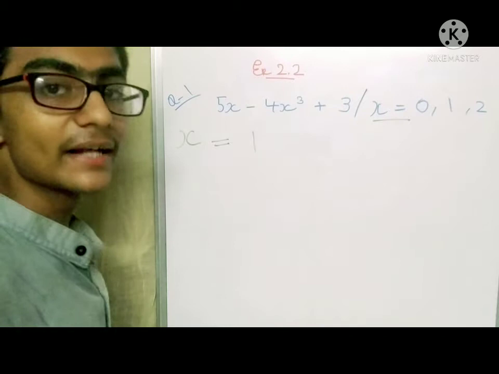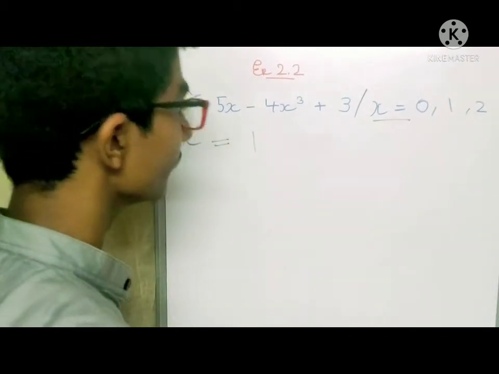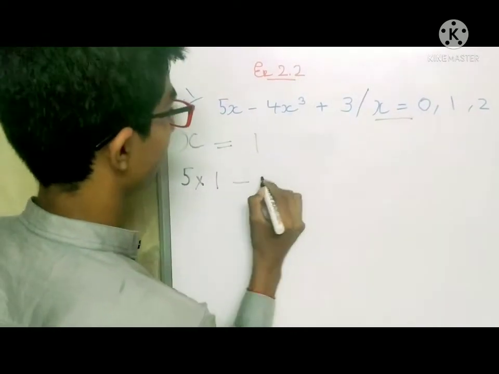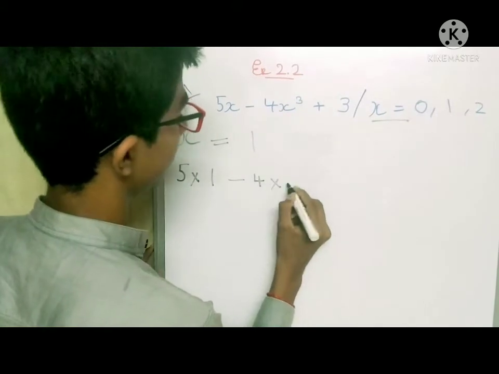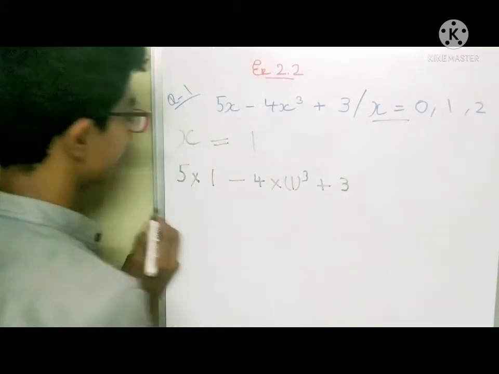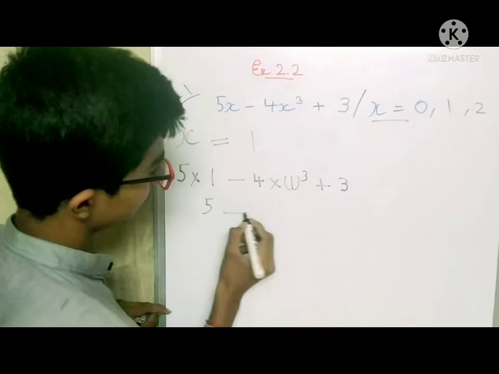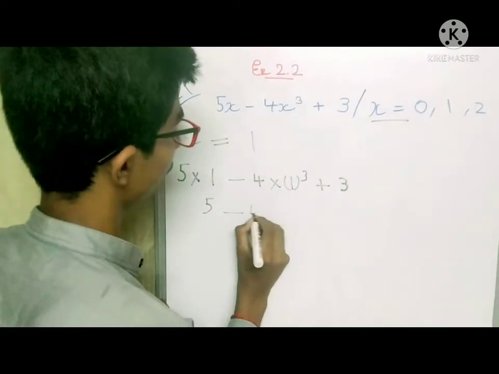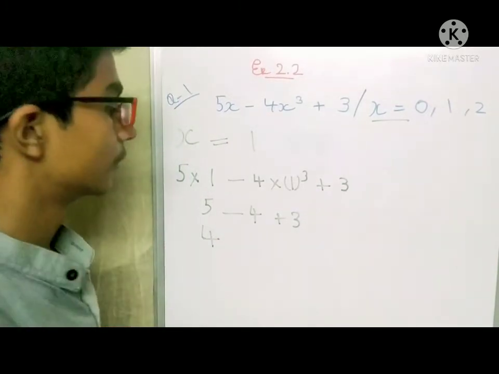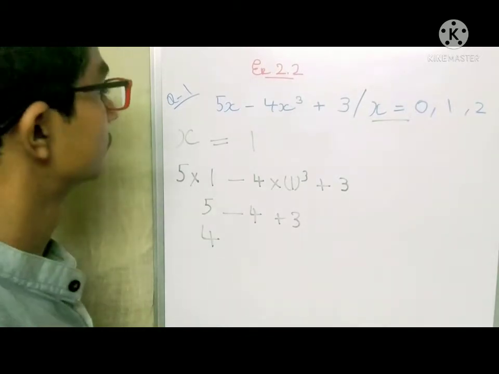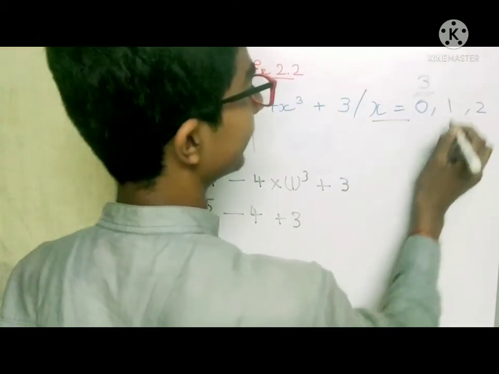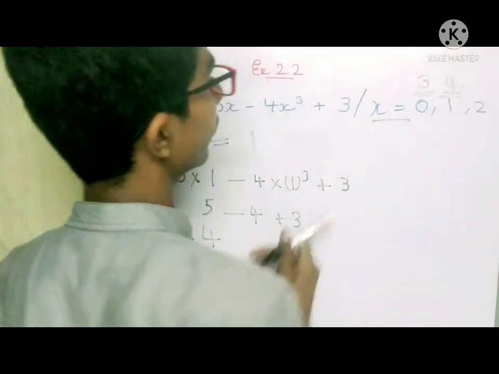Now we are going to take the value x equals 1. So now we are going to multiply 5 by 1 minus 4 into 1 cube plus 3. So 1 cube is 1. So 5 minus 4 is 1, plus 3 is equal to 4. So the answer to this question is 4. See, by taking the value 0, we got the answer 3. By taking the value 1, we got the answer 4.